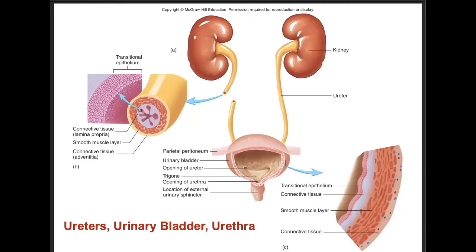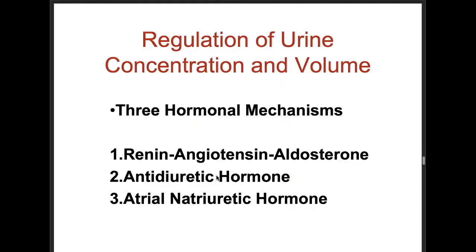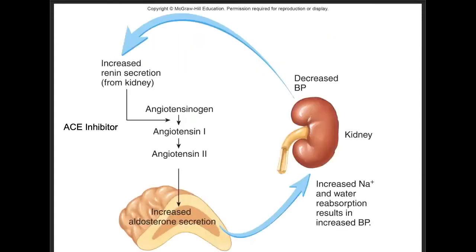Okay, a while ago we mentioned that the regulation of urine concentration and volume is being influenced by three hormonal mechanisms, or by some hormones. And what are these hormones? Your renin-angiotensin-aldosterone system. We also have your antidiuretic hormone and your atrial natriuretic hormone. Okay, let's start here first.